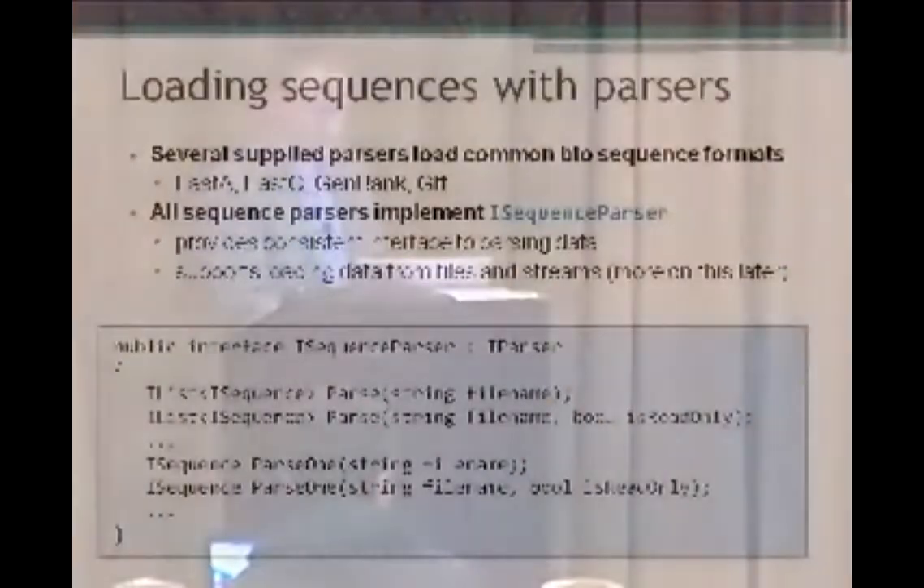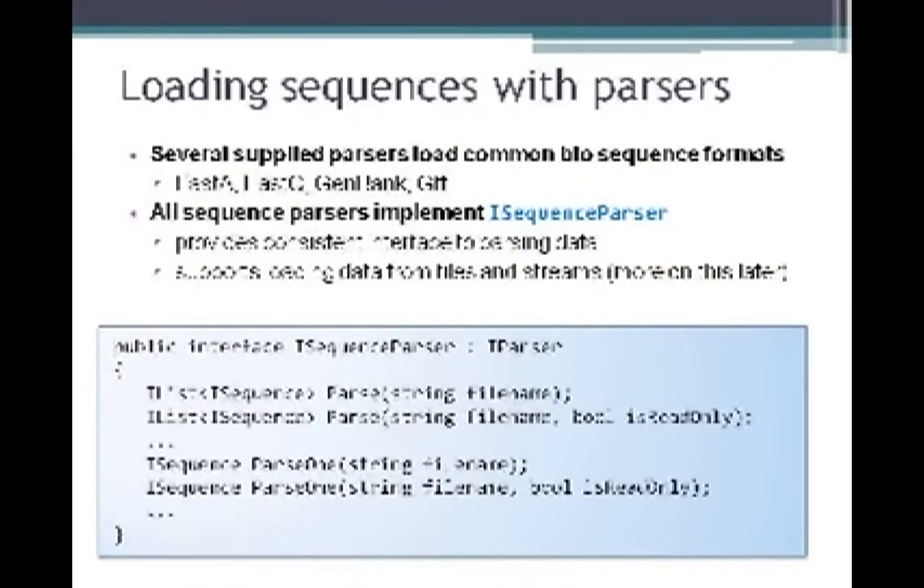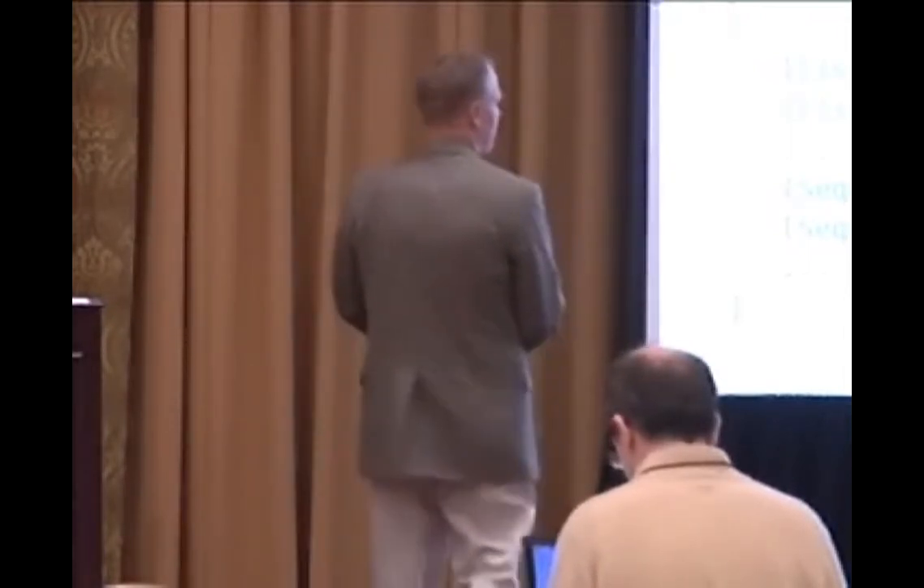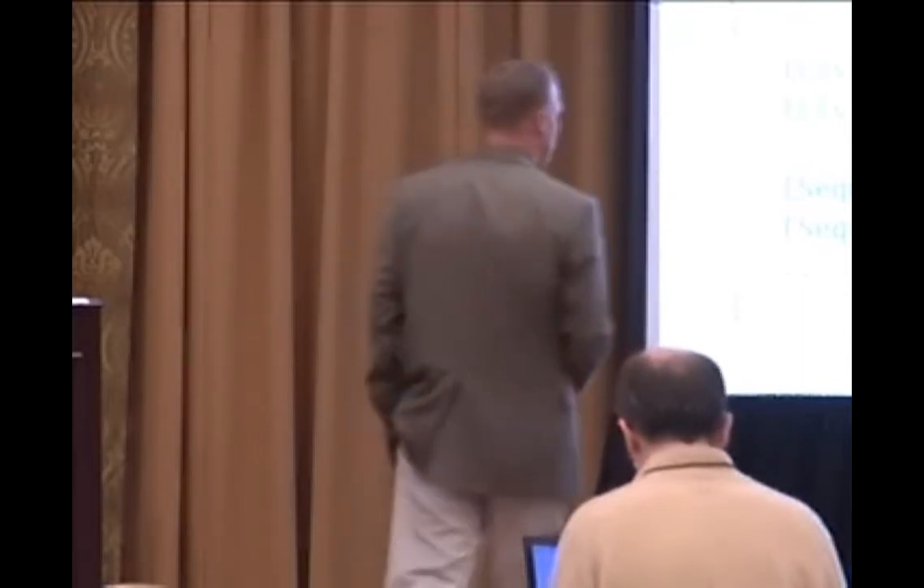So to load a sequence with a parser, it comes down to essentially two methods, Parse and Parse1. Parse takes either a file name or a stream and returns you a list of sequences, an IList of ISequence objects. Parse1 takes that same file name, but it returns you the first sequence from the file. If you're only interested in one sequence, you can use Parse1 and pull in a single sequence, or if you want to see the whole list to walk through them and analyze what data is there, you can use the Parse method.